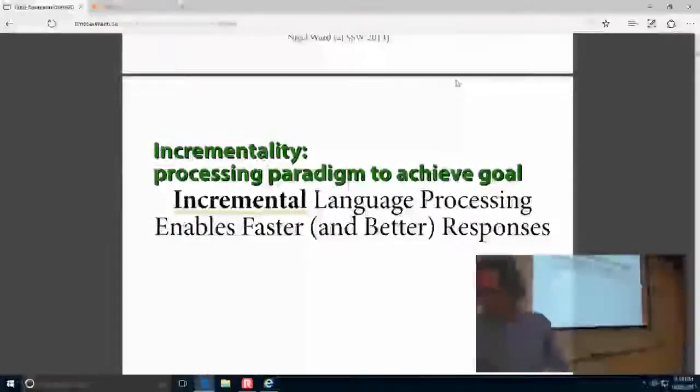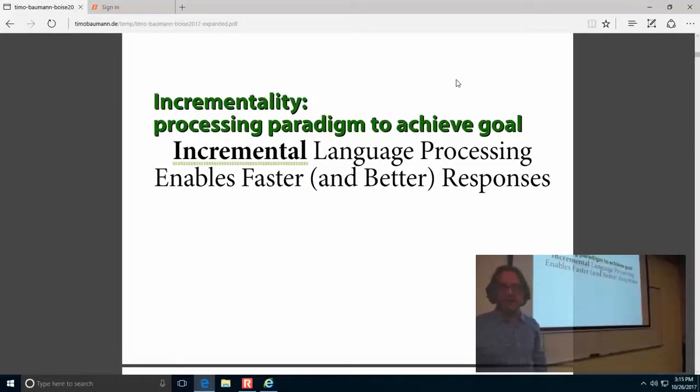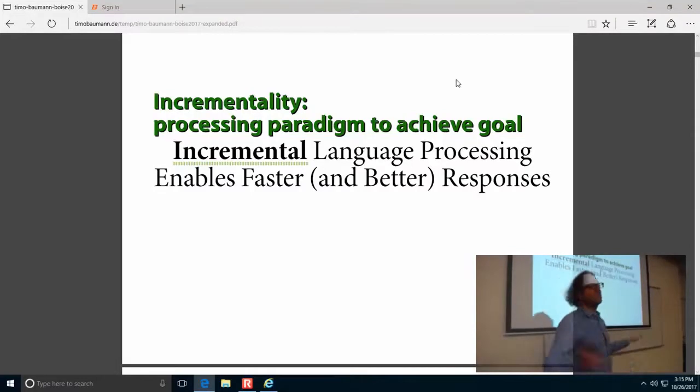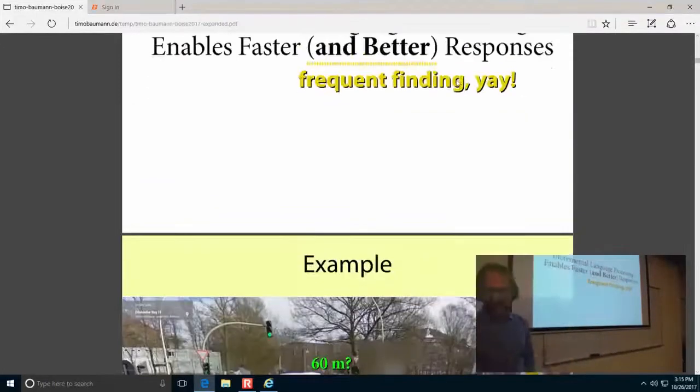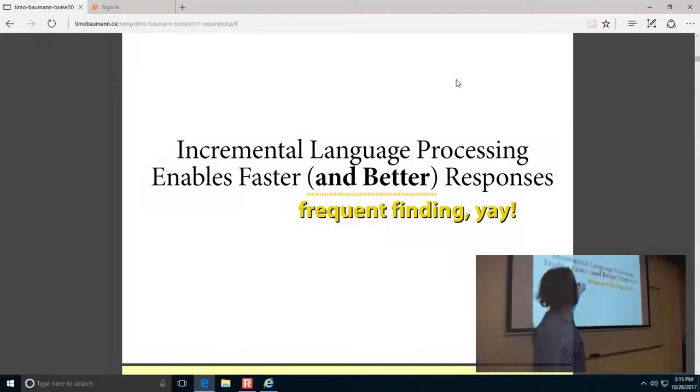And then I'll also talk about incrementality. But incrementality is actually just a processing paradigm to achieve this goal. Incrementality itself doesn't matter. If we had a different way of achieving these goals, it would be just as good. I think responsiveness in dialogue and interaction is the crucial and interesting part. And incidentally, we frequently get better results or even better responses, I'll talk about that later, when we work incrementally and enable more responsive interaction.